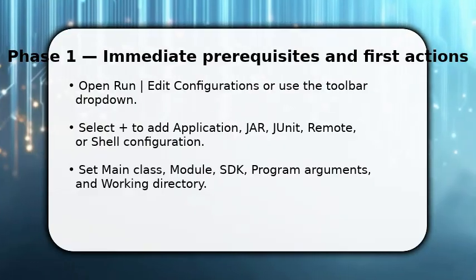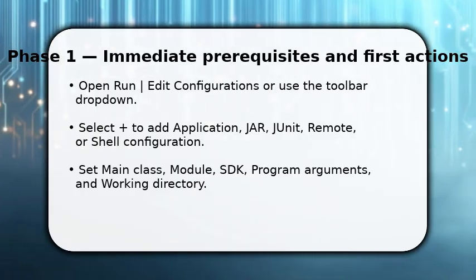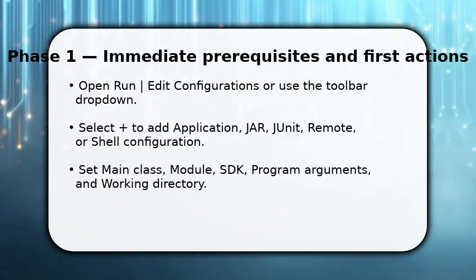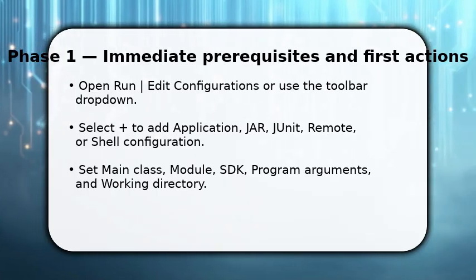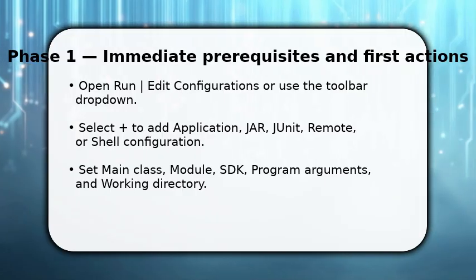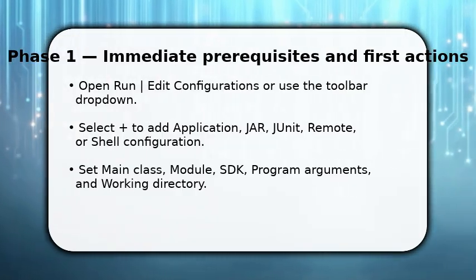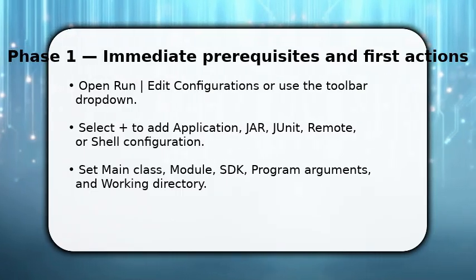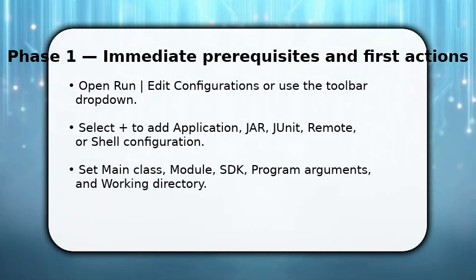You start by opening Run, then Edit Configurations. This gets you to the exact control panel. Once there, add a new application or JAR configuration and choose the module and SDK so IntelliJ knows which runtime to use. Make sure to set the main class and working directory, because these determine what runs and where files resolve. Also enter program arguments if your app needs them. They travel straight to main, String[] args. This initial setup prevents classpath and module mismatches later.